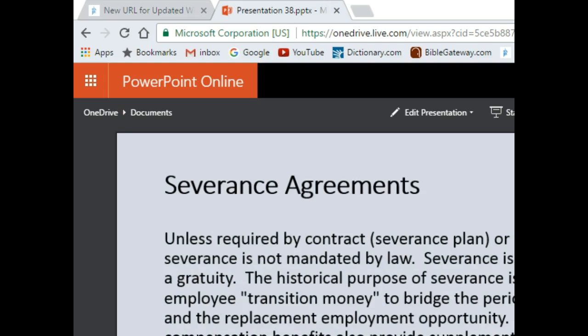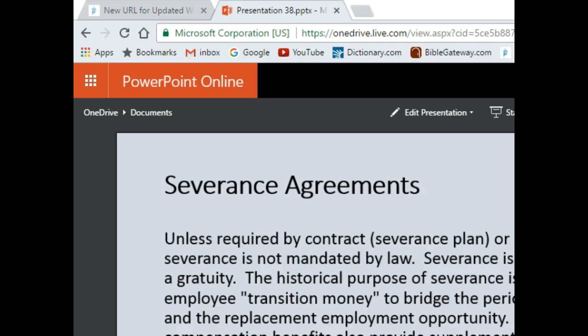Severance agreements. Briefly, I wanted to talk about severance agreements. Unless required by contract, such as a separation pay plan or a severance plan, or an agreement otherwise, severance is not mandated by law.